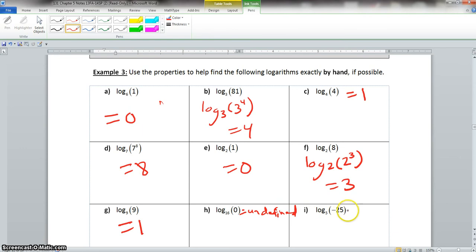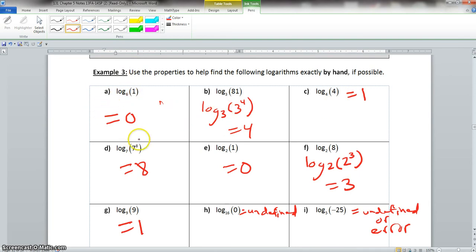Now log base 5 of negative 25, again, just like h, this argument here must be positive, and it is not, so it's undefined. Or you could put error. Okay, so now these are the answers that we have for A through I. Now, what happens is this here. We can rewrite these as exponents. I'm just going to do about 1 or 2 of these just to prove this to be correct.